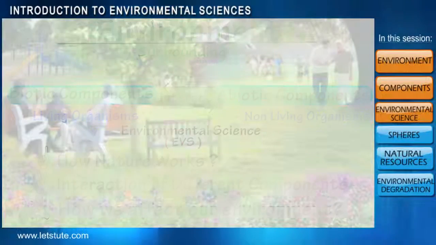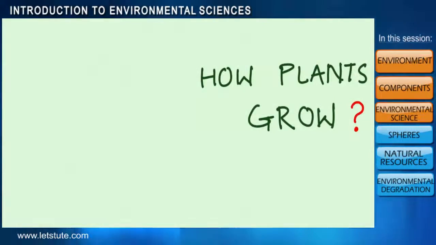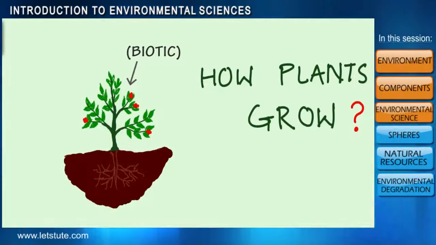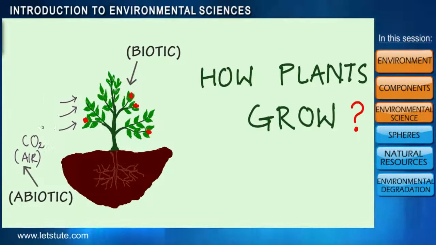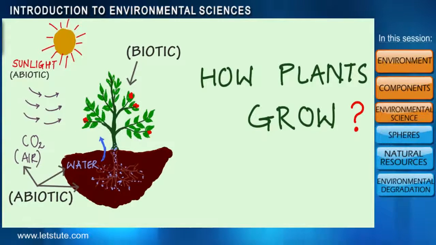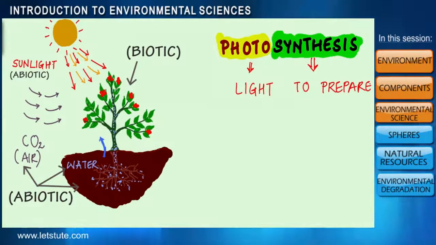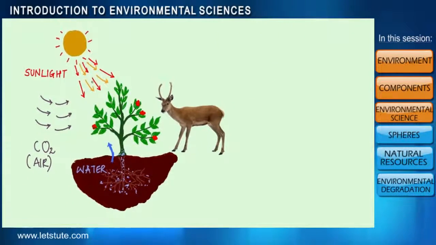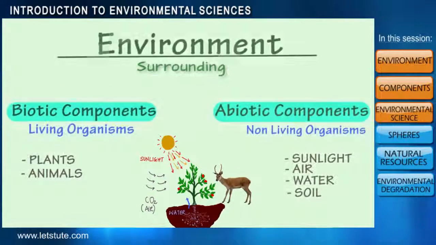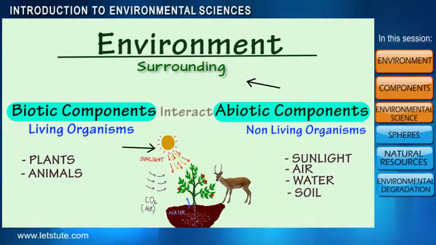To understand it further, here we shall look at how plants grow. As we all know, plants take in carbon dioxide from the air, water from the soil and sunlight to make their food through a chemical process. This process is known as photosynthesis. And also, these plants serve as food for higher animals. So we can say all the biotic components constantly interact or exchange things with each other, as well as with the abiotic components for their survival or existence.